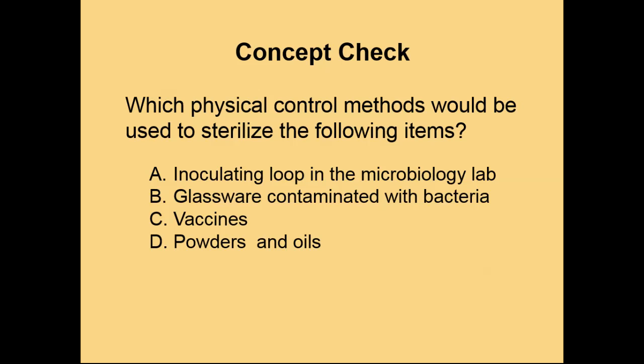For a vaccine, vaccines, generally speaking, cannot be exposed to high temperatures for extended periods of time, so we are going to use ionizing radiations, such as gamma rays, to disinfect and sterilize the vaccines. And then finally, for powders and oils, if it's an oil, we can use pasteurization. If it's a powder, we can use a dry heat oven to sterilize it.